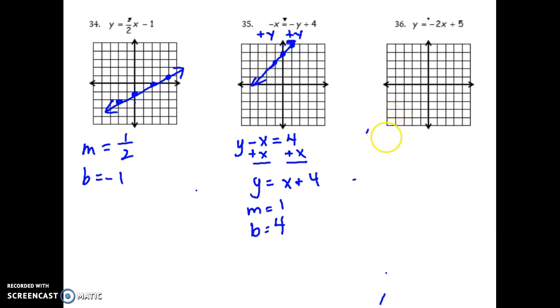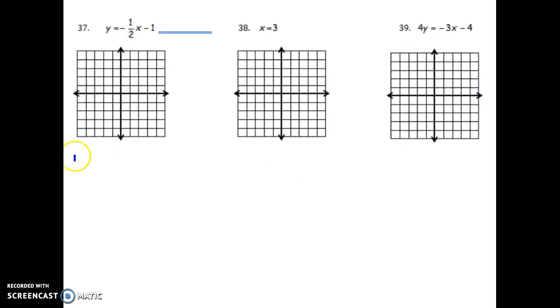Oh, 36 is in slope-intercept form, so my slope is -2. My y-intercept is +5, so I'm going to start at 5. 1, 2, 3, 4, 5. My slope is -2, so I'm going to go down 2 to the right 1, and graph my line. Okay. 37, my slope is -1/2. My y-intercept is -1. I'm going to start at -1. I'm going to go down 1 to the right 2, or go up 1 to the left 2. Okay, and there's my -1/2 slope.